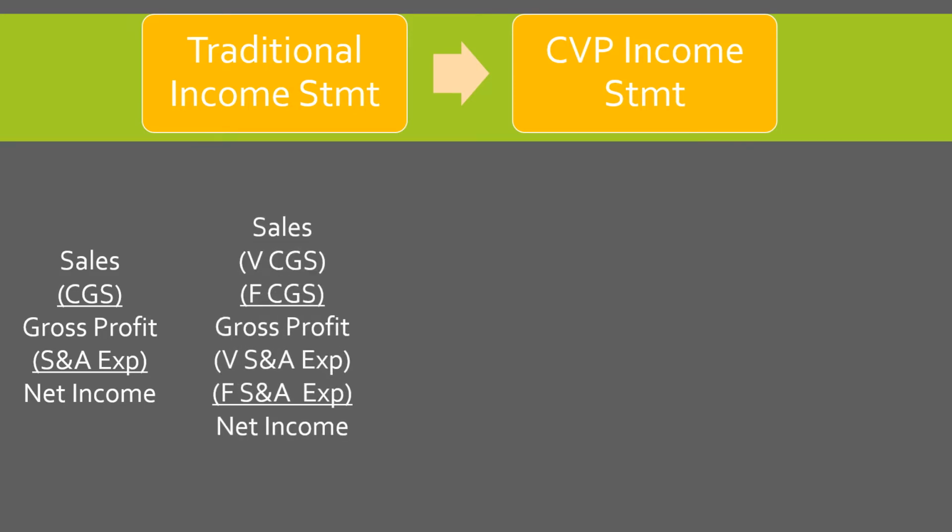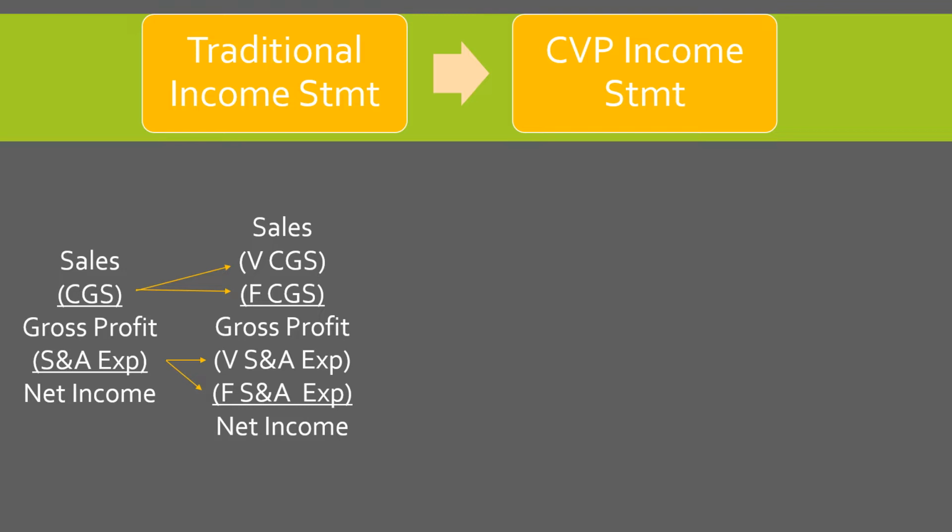So that would be sales, right? And when I split out my cost of goods sold, that would be sales minus variable cost of goods sold minus fixed cost of goods sold equals gross profit. Now I want to split out my selling and administrative expenses into variable and fixed. So then I'm going to subtract out my variable selling and administrative and my fixed selling and administrative and get net income. This net income should equal the net income of the first statement we did. And all I did was break out cost of goods sold and selling and administrative expenses into two flavors.